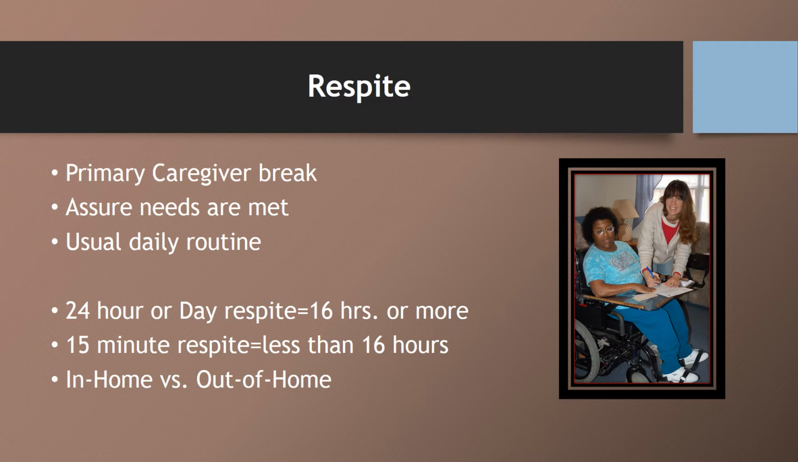There are two types of respite, 24-hour or day respite and 15-minute respite. 24-hour respite is used when an SSW provides 16 to 24 hours of service at a time. If the service that is needed is less than 16 hours, then 15-minute respite is used. Please make sure you are using the correct service type as indicated in the ISP.